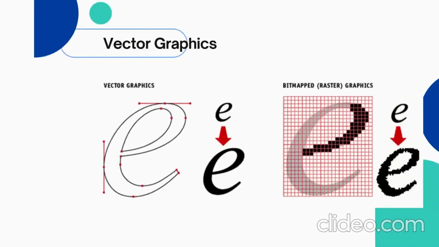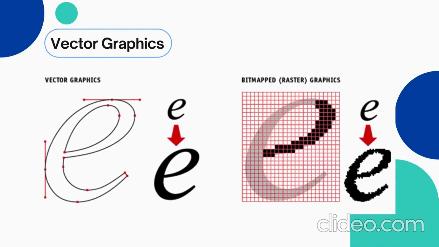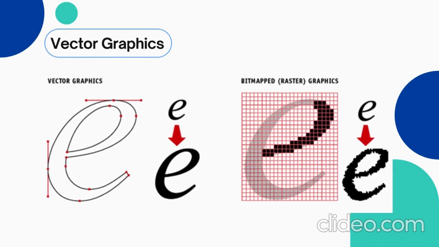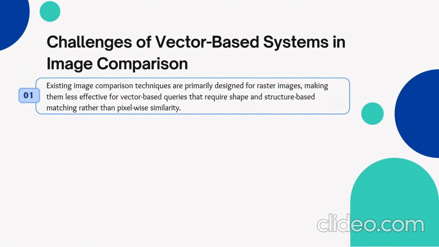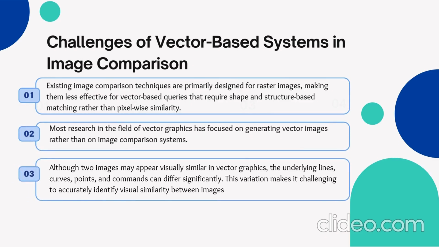Unlike pixel-based images, they're defined by math, making them infinitely scalable without quality loss, easily editable, and very efficient. However, working with vectors is challenging. Most comparison tools are built for pixels, not shapes. Research has focused more on generating vector images, not comparing them. And crucially, two logos can look identical, but have completely different underlying code, making simple comparisons impossible. Our system had to overcome these hurdles.